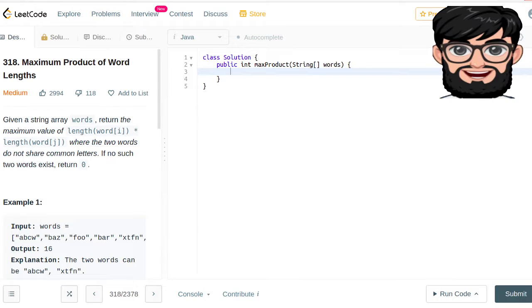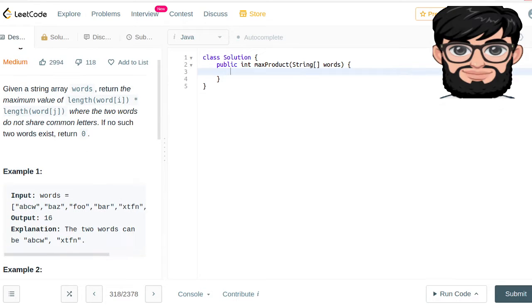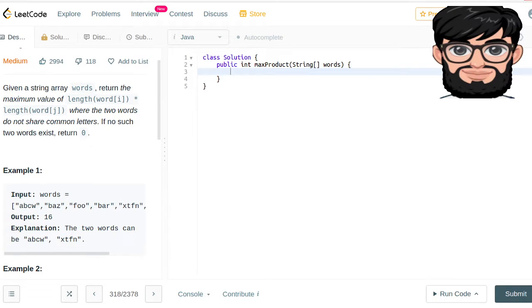Today we're going to be working on Leetcode question number 318, maximum product of word lengths. Given a string array words, return the maximum value of length of word i multiplied by length of word j, where the two words do not share common letters. If no such two words exist, return 0.